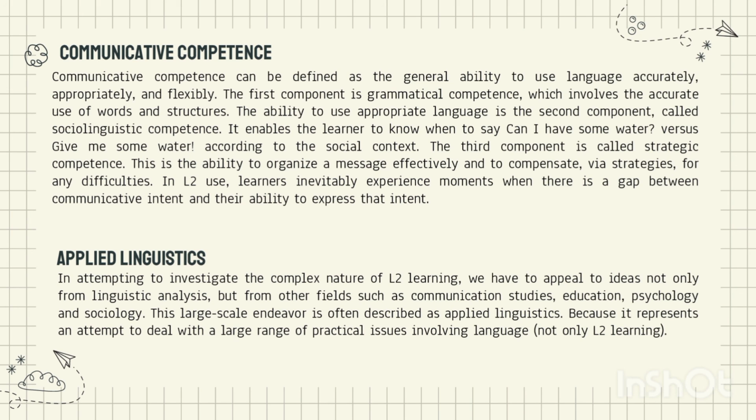Communicative competence can be defined as the general ability to use language accurately, appropriately, and flexibly. The first component is grammatical competence, which influences the accurate use of words and structure. The ability to use the language appropriately is the second component, called sociolinguistic competence. It enables the learner to know when to say, "Can I have some water?" versus "Give me some water," according to the social context.